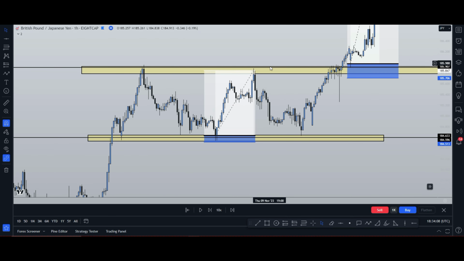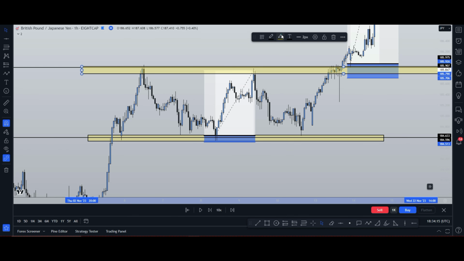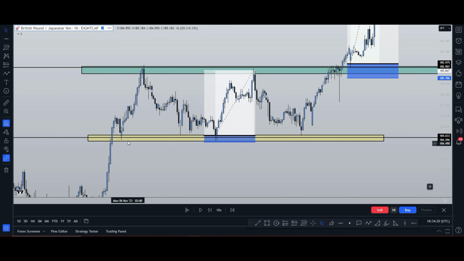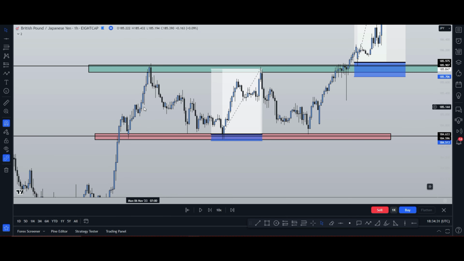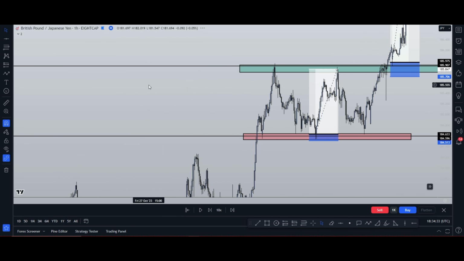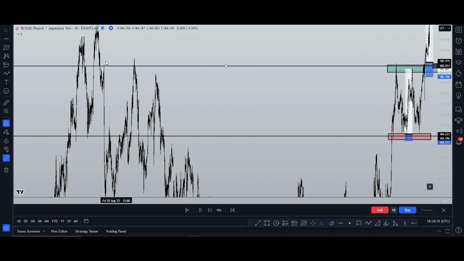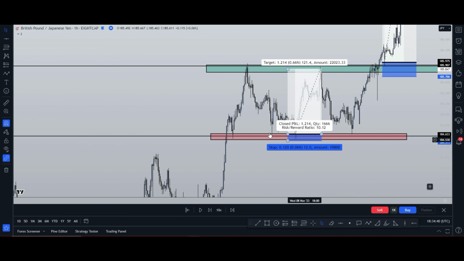Now this is resistance, the bottom floor is support, the top floor is resistance. Let's call it a different color to make it simpler, let's call support red. Perfect. So this is the roof, this is the floor. Now how do we capitalize on this, right? From the past we know the roof was created here and the floor was what this was. Now price enters that area again.